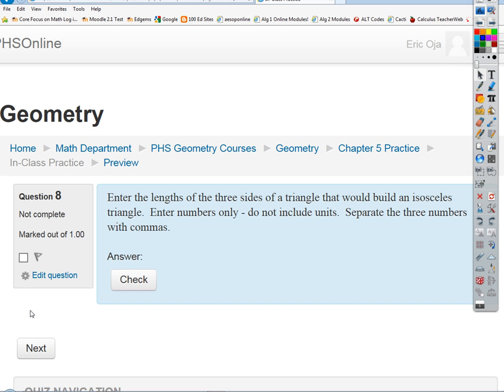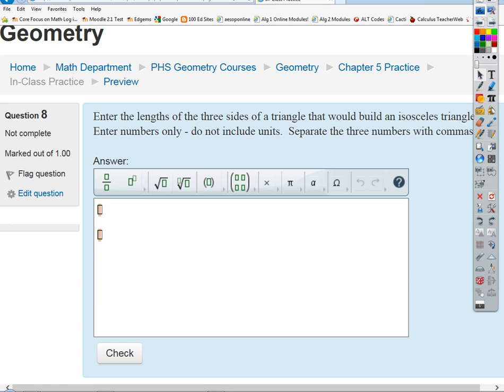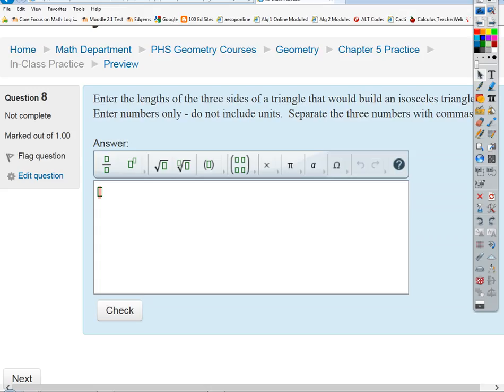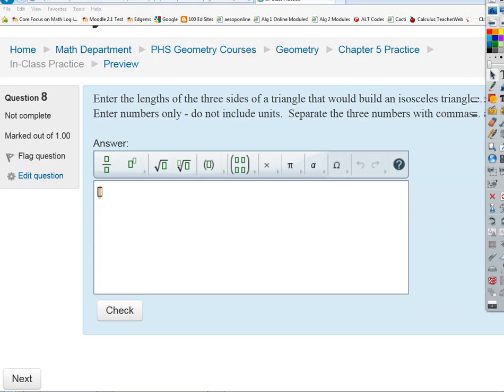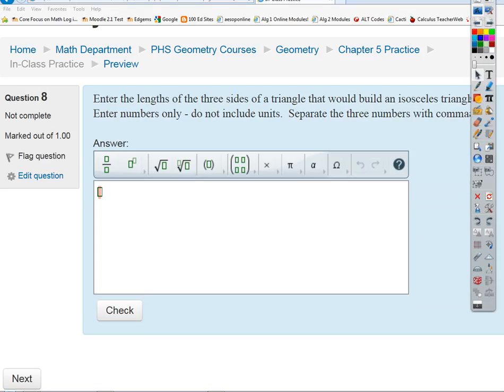Okay, moving on to 5.5. Enter the lengths of the three sides of a triangle that would build an isosceles triangle. Okay, so what does it mean to be isosceles? Two sides. Yeah, at least two sides are the same, aren't they? So how can I start with this then?